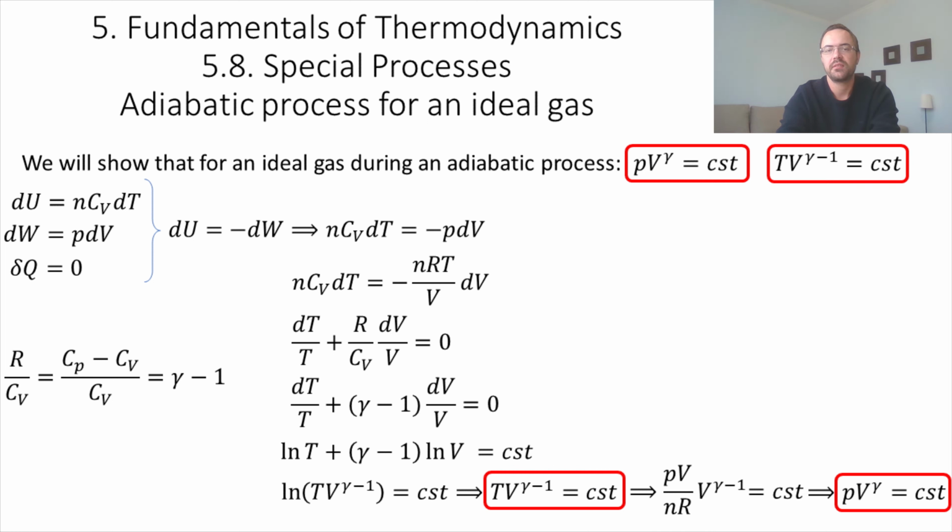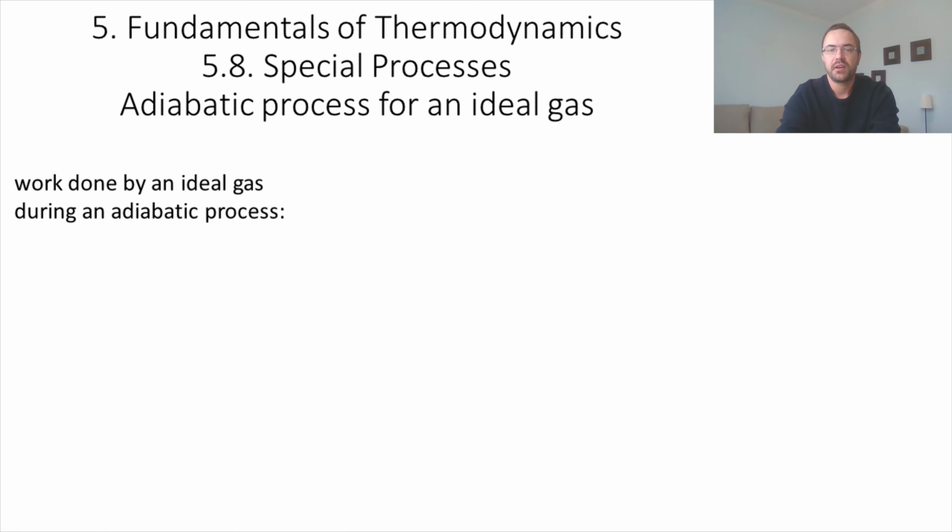I should say that the constant is not the same in this formula, of course, right? It is a constant during the process. It's not the same constant for PV to the power gamma and TV to the power gamma minus 1, but it's a constant during the process. So for example, P initial, V initial to the power gamma is equal to P final, V final to the power gamma. And we can use this to figure out the work done by an ideal gas during an adiabatic process.